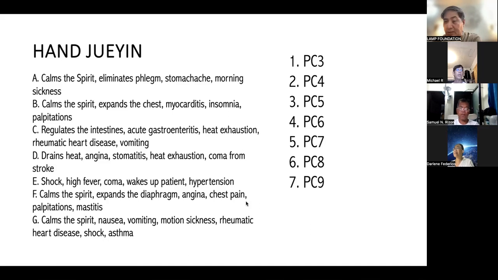Let's call on Ma'am Lane Arandia for number 6. Pericardium 7 po. Number 7. Sa PC 9 na po ba? PC 7, number 5. PC 7 po. Ang number 5, ang answer po is letter D: drains heat, angina, stomatitis, heat exhaustion, coma from stroke. Letter D.